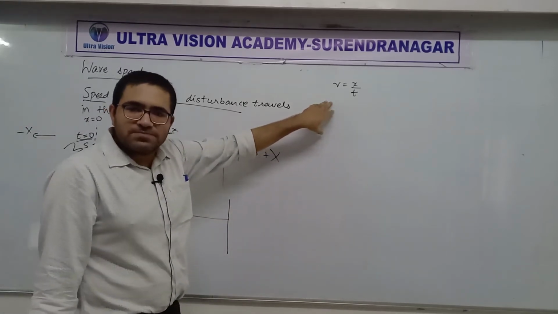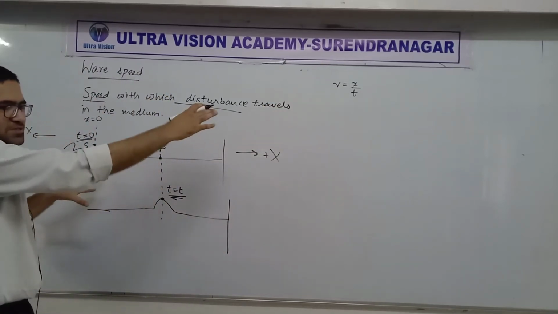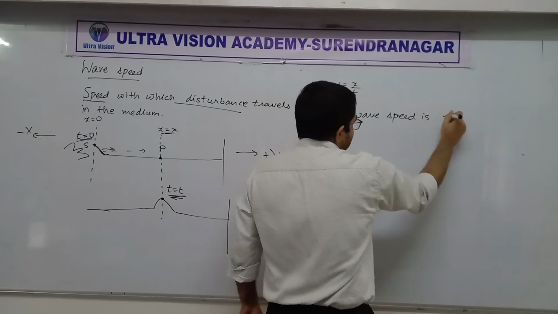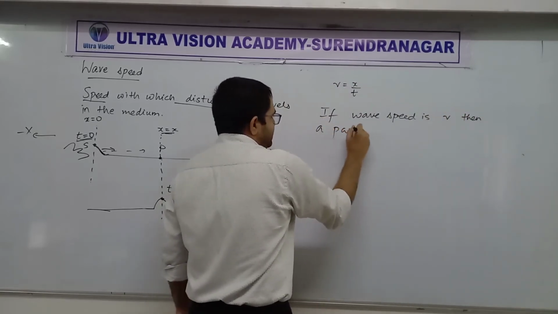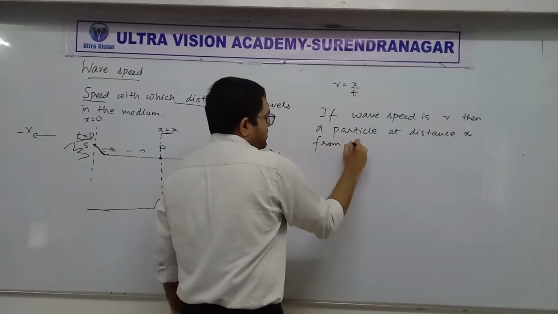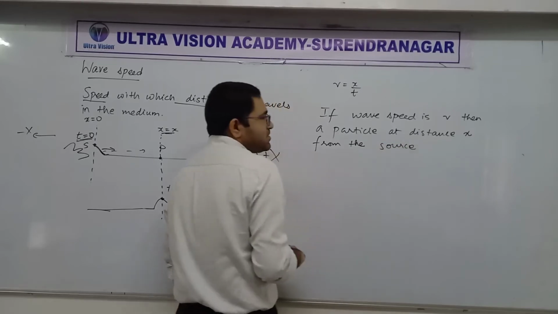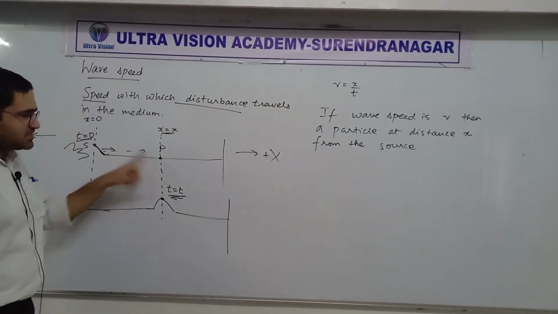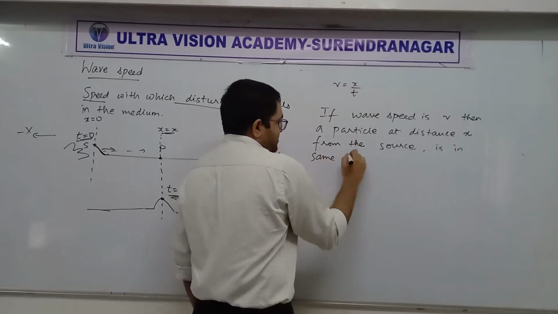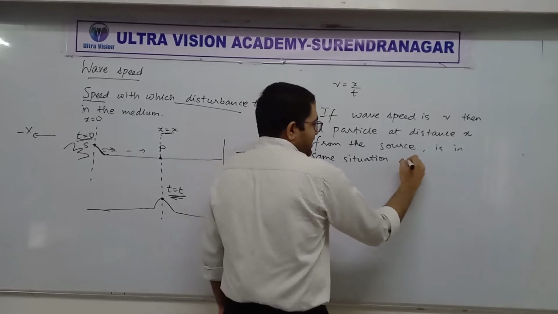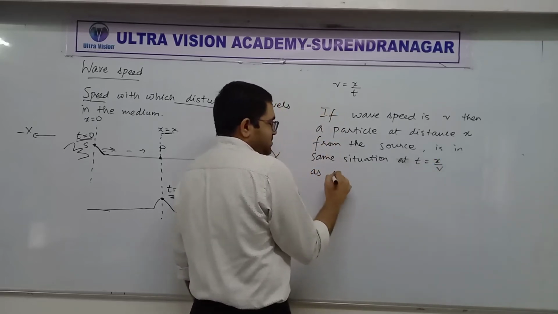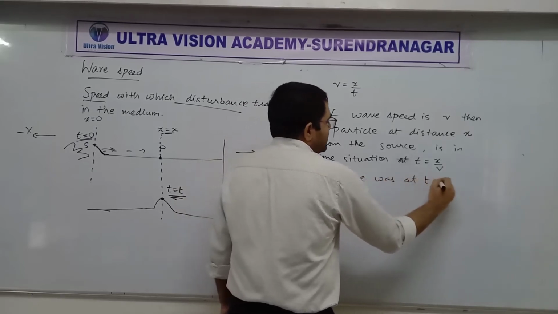What this means is, if I put all this concept in a slightly different way, I can say that if wave speed is v, then a particle at distance x from the source is in the same situation at t equal to x by v as the source was at t equal to 0.